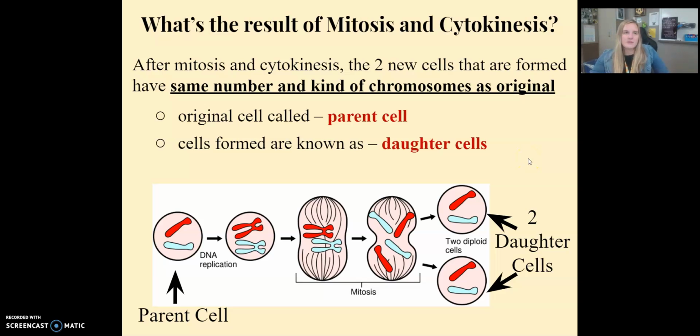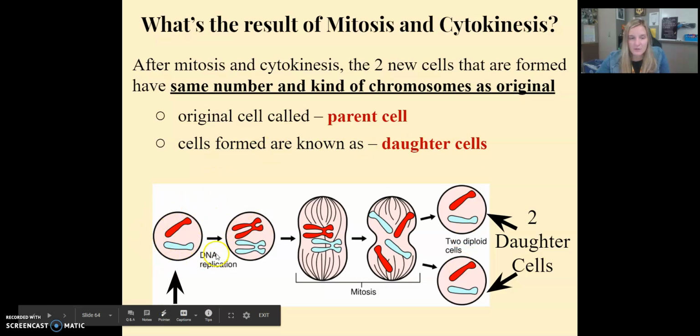So what is the end result of mitosis and cytokinesis? After mitosis and cytokinesis, the 2 new cells that are formed have the same number and kind of chromosomes as the original. So the original cell we call the parent cell, which would be this one, and the cells formed are known as the daughter cells. So you have the original cell here, DNA replicates, and they go through mitosis and they split and they create what we call 2 daughter cells.